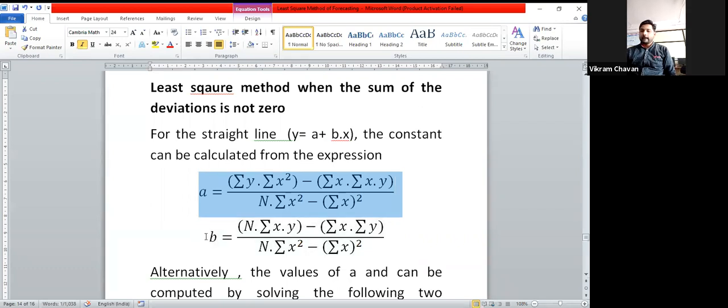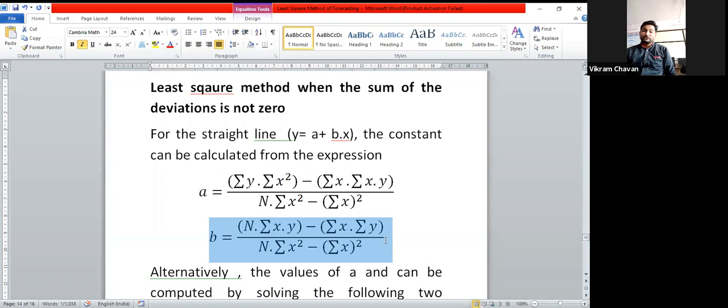And the value of b can be determined using the formula: b is equal to (n multiplied by summation of x multiplied by y minus (summation of x multiplied by summation of y)) whole divided by (n multiplied by summation of x square minus (summation of x) bracket square). I'm saying bracket square.